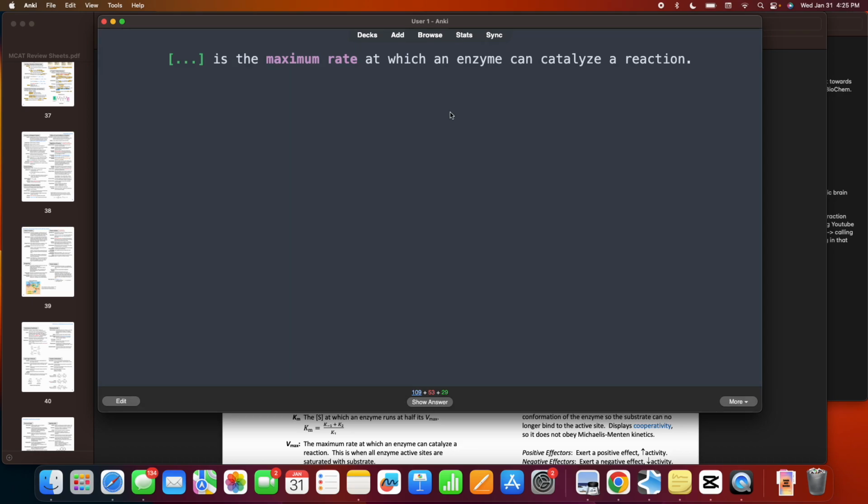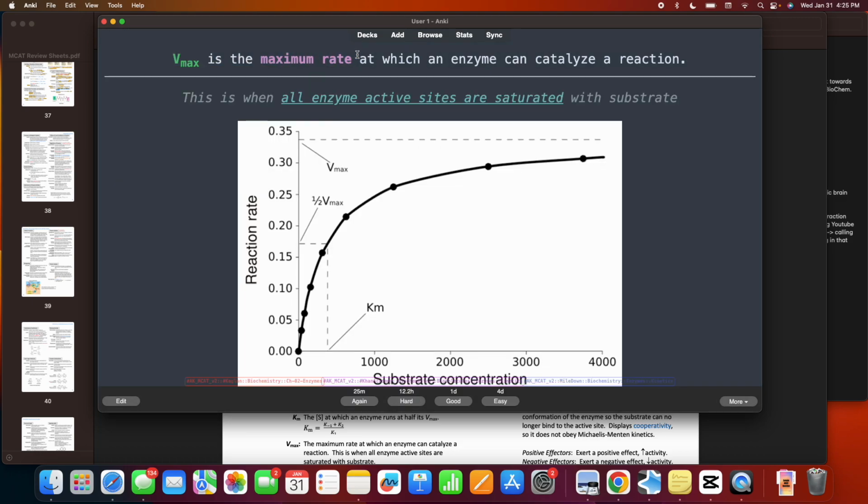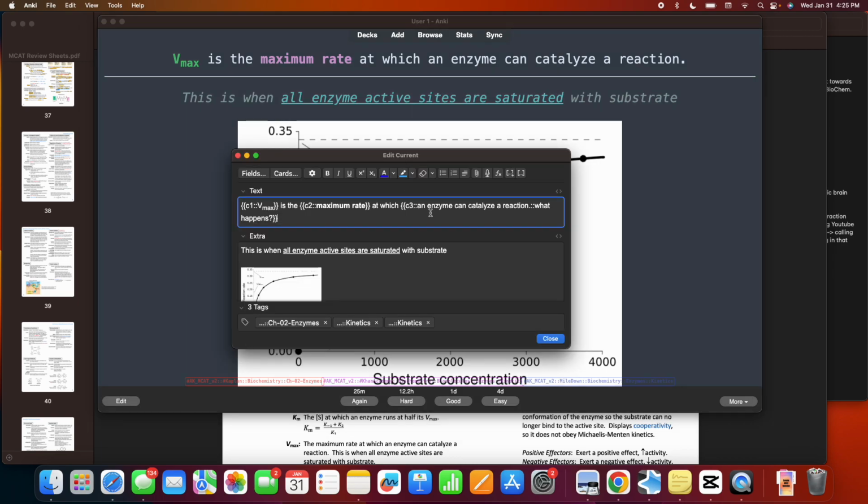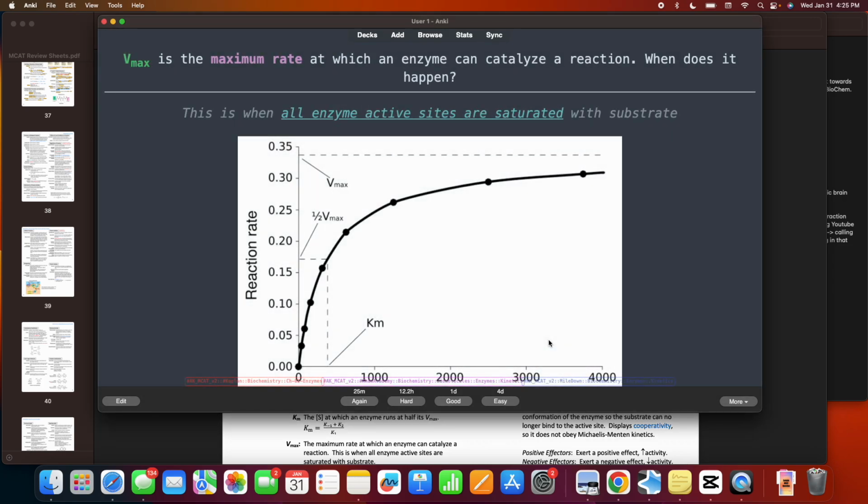What is the maximum rate at which an enzyme can catalyze a reaction? Maximum rate is Vmax. This is when all enzyme active sites are saturated with substrate. So we can ask, when does this happen? When all active sites are full with substrates.